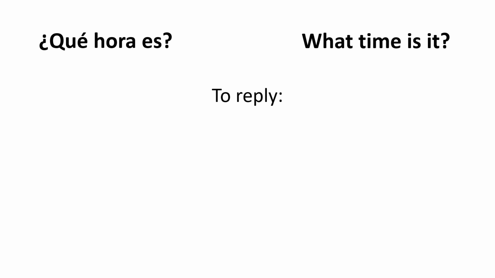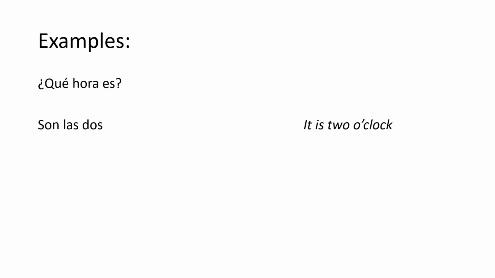To reply to the question of ¿Qué hora es? You begin by saying son las, which means it is. For example, son las dos, which means it is 2 o'clock. Son las 2:30, which means it is 2:30. As a reminder before we move on, son las is how you usually begin the sentence.